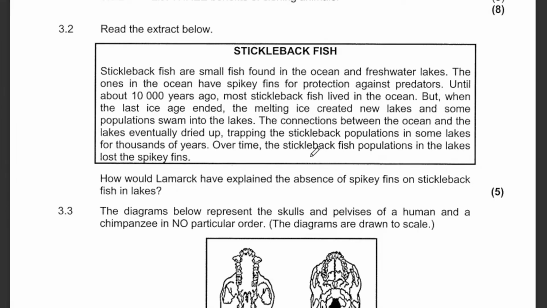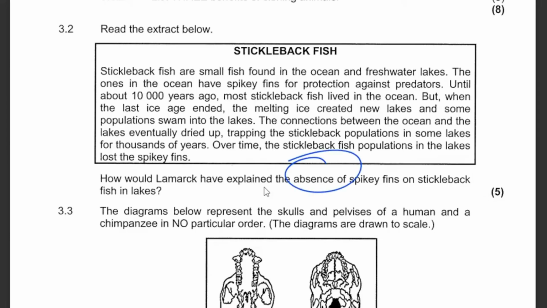Over time, the stickleback fish population in the lake lost the spiked fin. Okay, how will Lamarck explain this? Remember, this is the absence of this.